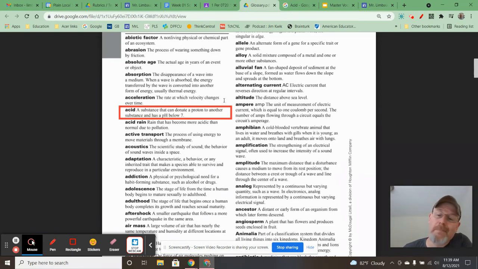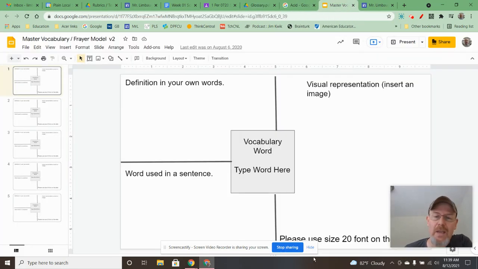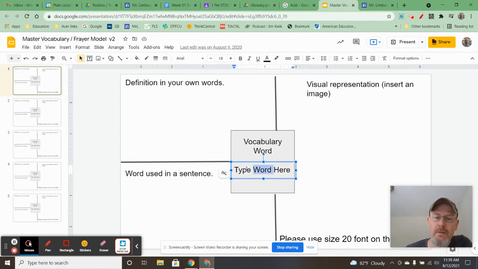Don't Google. Every year I have students that do this, and they get the wrong answers because Google doesn't give you the word for word. When we look at the vocabulary slide, in the center it says type word here, and it'll be on each slide. Just double click on it, highlight it, and change it to the term. Leave it right there. That's good.